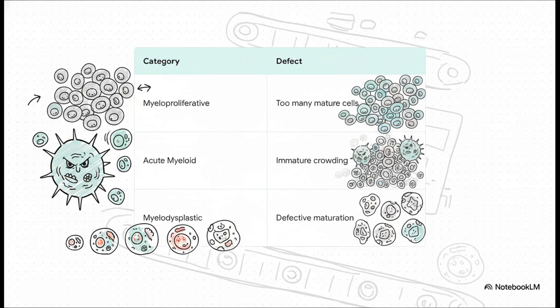the healthy ones. And finally, you have myelodysplastic syndromes, which represent a failure to mature. The bone marrow is still producing blood cells, sure, but they remain fundamentally defective. Each one is a totally distinct breakdown of that myeloid factory.